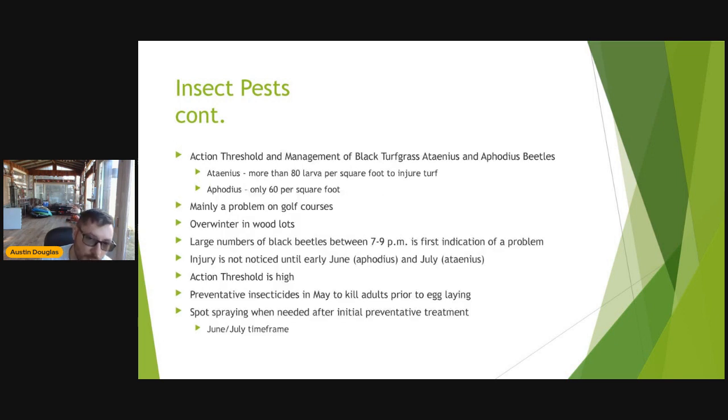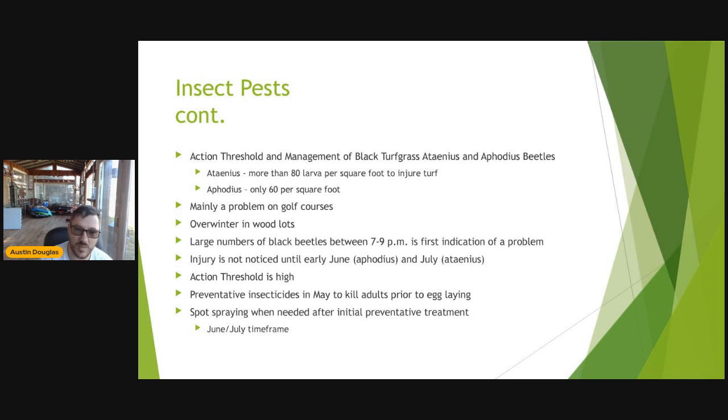So let's talk about the action threshold and management of these two beetles. For the ataenius, if you're finding more than 80 larvae per square foot, that's pretty much what's going to be required to injure turf. But for the Aphodius beetles, all you need is 60 per square foot. So you've got like a 25% difference. The Aphodius are a little bit more damaging at a lower population level.